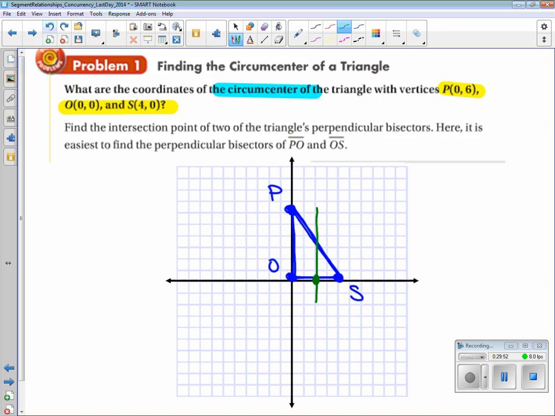I want to now find the perpendicular bisector of, easy one would be what? What would the easy perpendicular bisector be? OP. Let's count up and find its midpoint. Where would it be? (0, 3). And let's draw in its bisector. So where do they intersect? At what point do they cross?